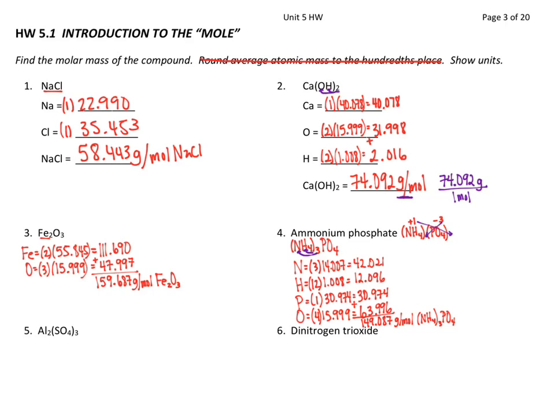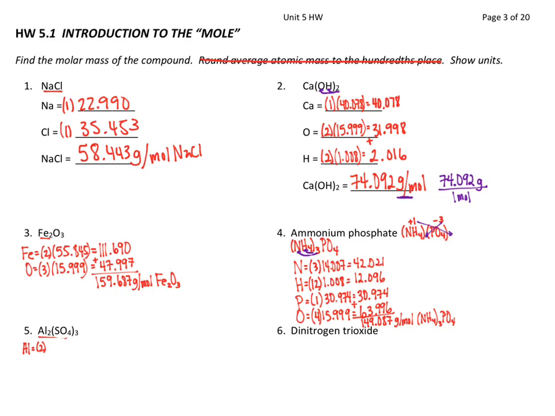Okay, we have 2 more. Next we have aluminum sulfate. And here we don't have to figure out the formula. Thank goodness it was given to us. And so again, we're starting off with aluminum. And I always go in the order of my elements from left to right. So I start off with aluminum. And here I have 2.